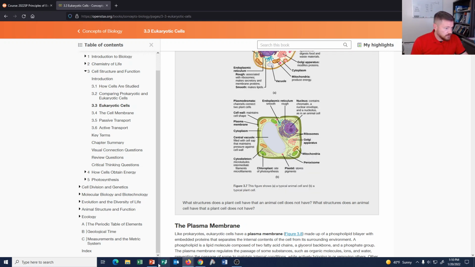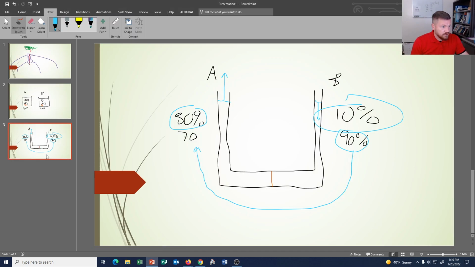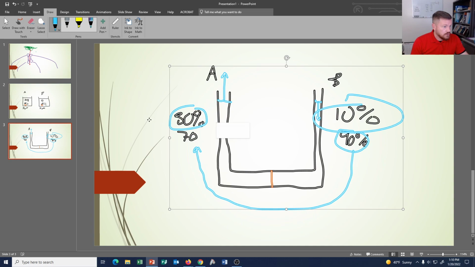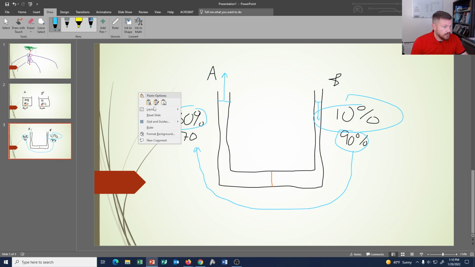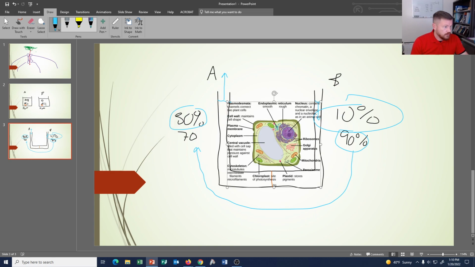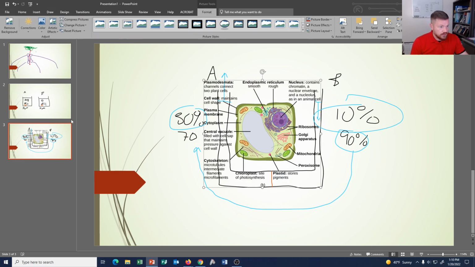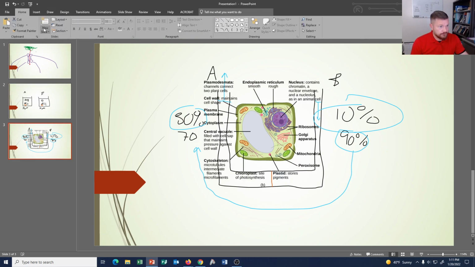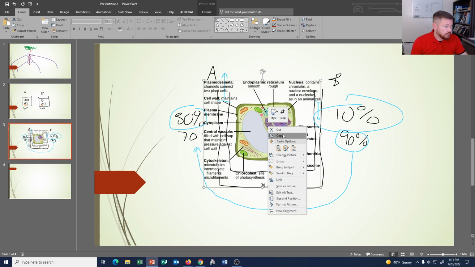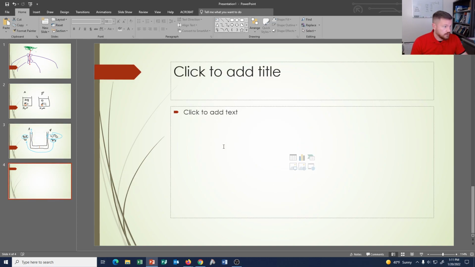Let me copy that image and paste it over here so I can draw on it. Are you going to let me? Yes. Although that looks horrible. Let me do this. Let me new slide that. And let me cut and paste that over here.